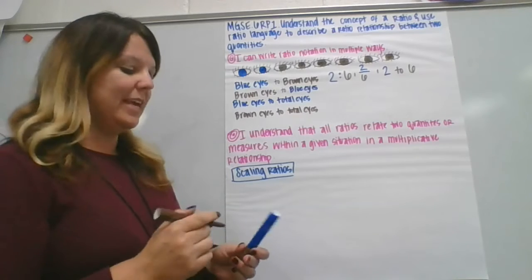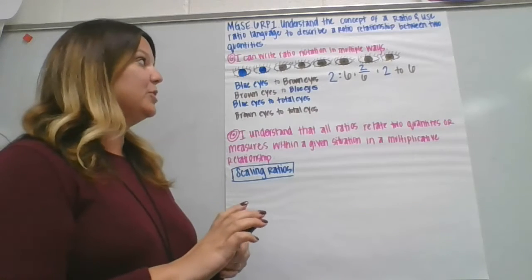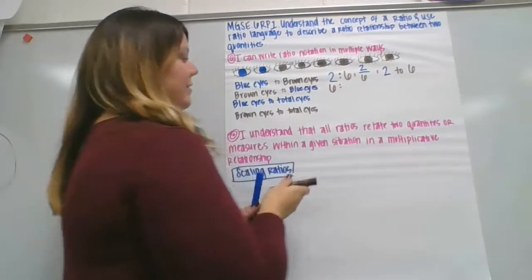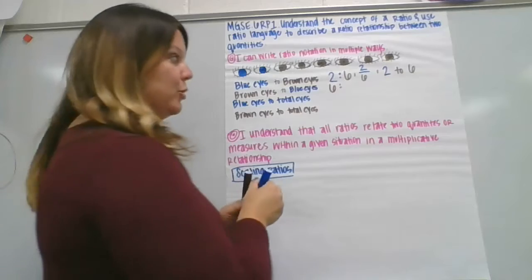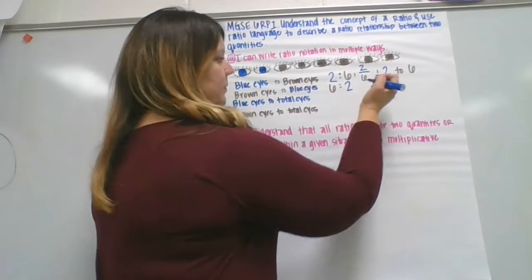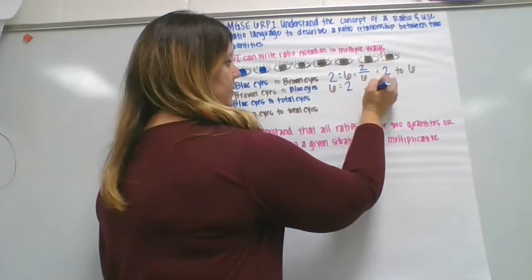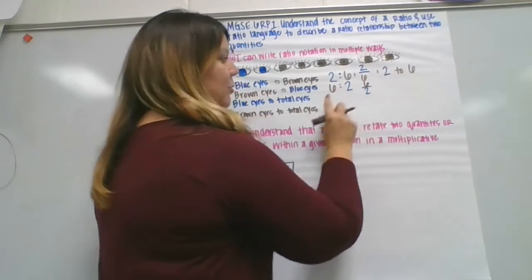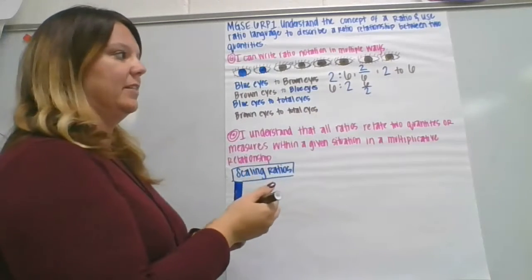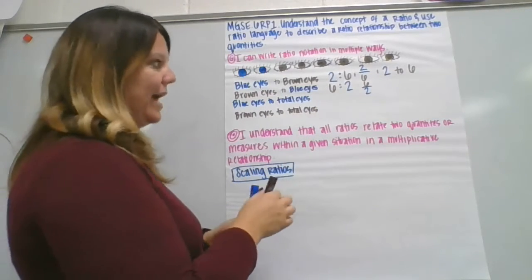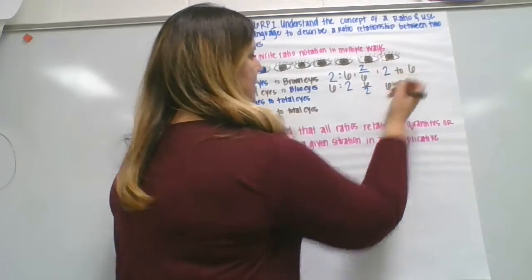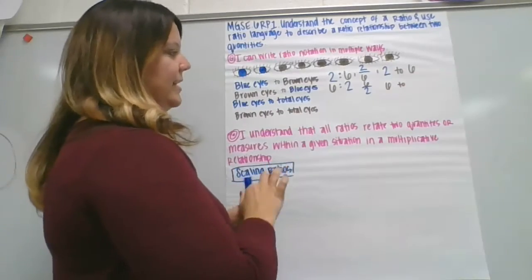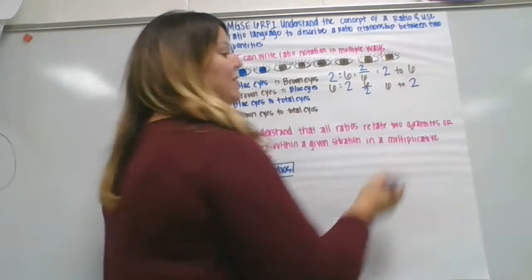So if we wanted to write brown eyes to blue eyes, you would tell me about the brown eyes first. So we have 6, and that would be 6 to 2 instead of 2 to 6. Basically, you're just starting with whichever one comes first in the verbiage. And then we could write the words 6 to 2.